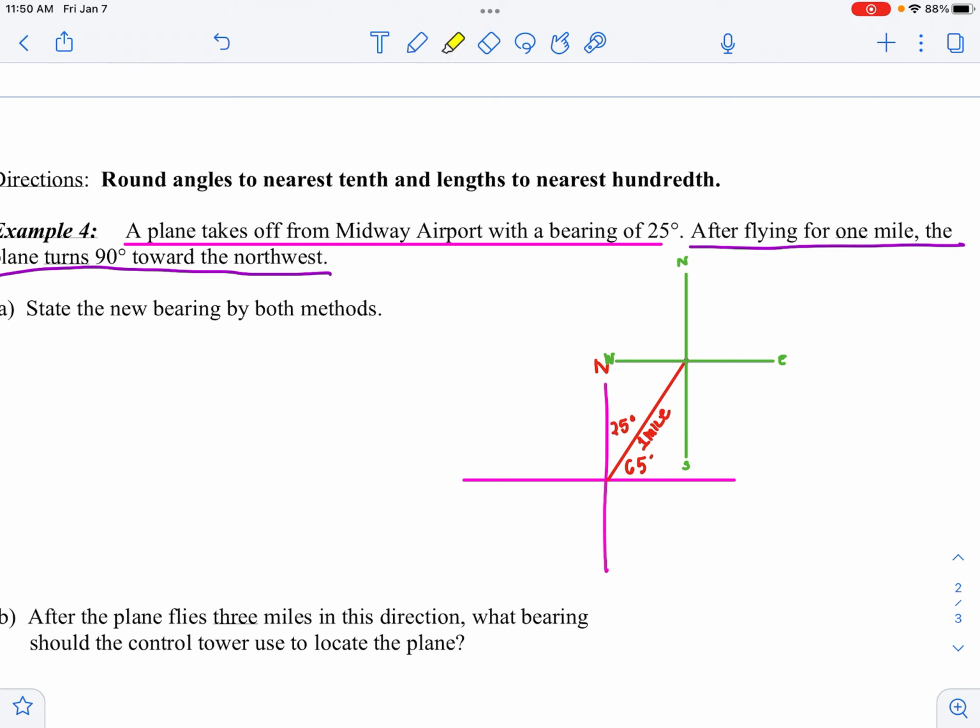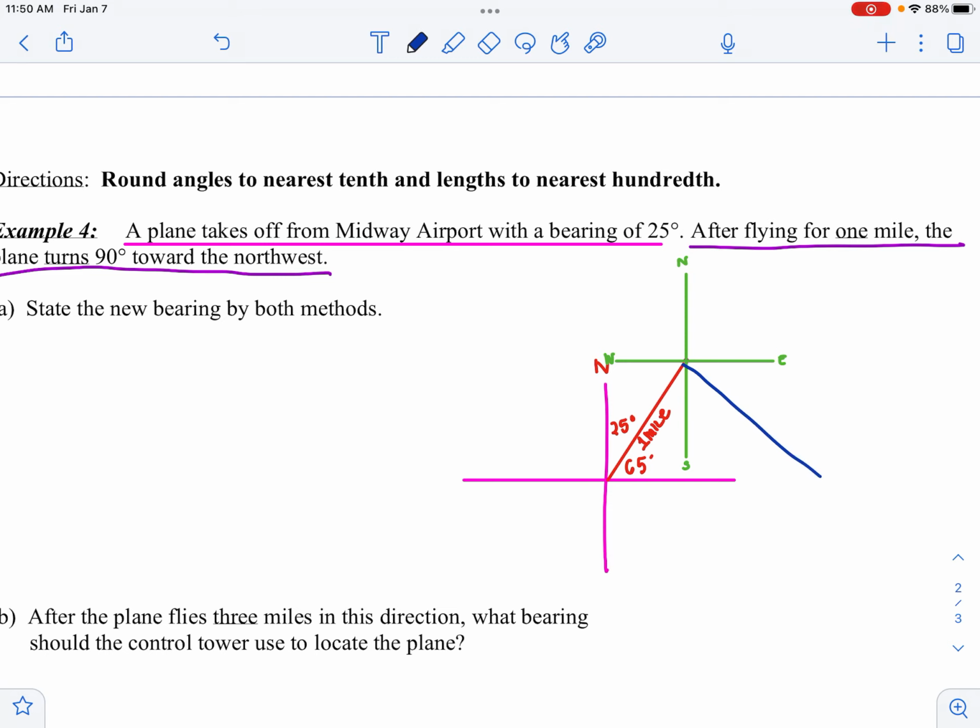The plane turns 90 degrees towards the northwest. So if you look, this is the northwest, this direction right here. And I wanted to make it look like the plane turns 90 degrees. So with that red line right there, I'm going to make a blue line, I guess. And I want it to be looking perpendicular to that red line because it turned 90 degrees towards the northwest.